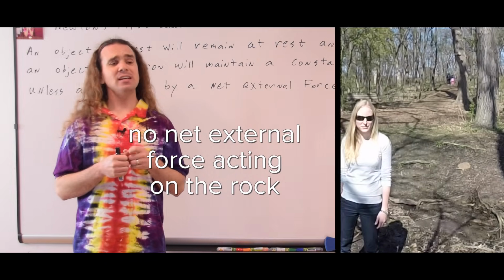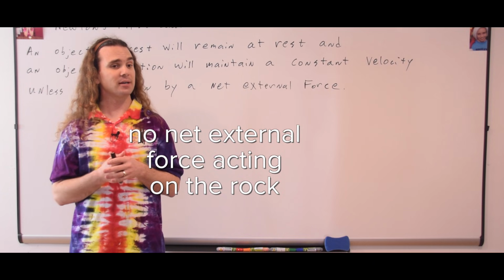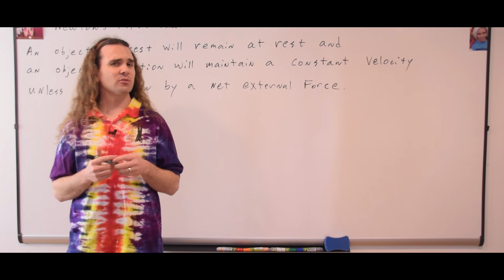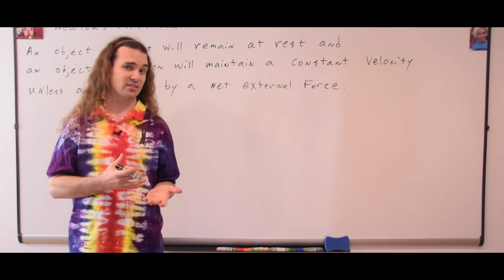Now, Billy, I need to know what it means that there is no net external force acting on the rock. It means there are no forces acting on the rock. Actually, no. It means there are no net external forces acting on the rock. Oh, right, but what does that mean? Net means the sum of, or what you get when you add all the forces together. But what does external mean? External simply means that the force is caused by an interaction with an object other than itself.